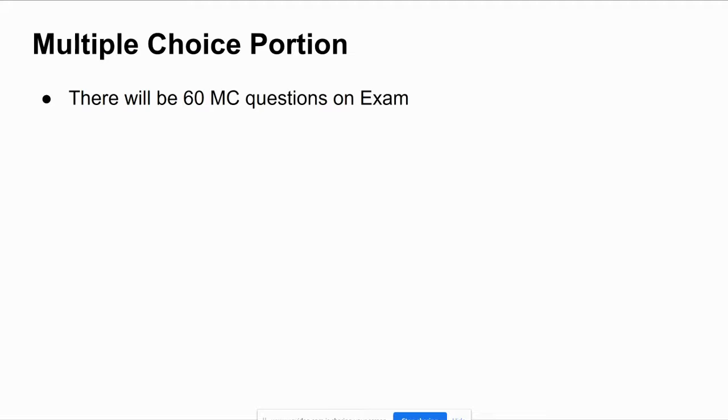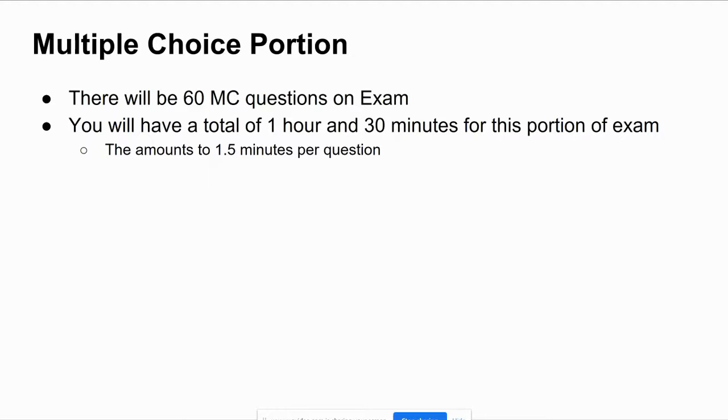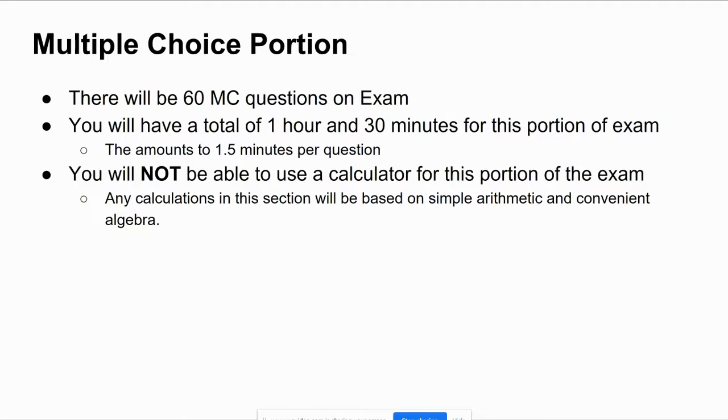Let's talk about the multiple choice portion of the exam. There's going to be 60 multiple choice questions. You're going to have a total of 1 hour and 30 minutes for this part of the exam. And what that does is it equates to about a minute and a half per question. Now, make a note, you're not going to be able to use a calculator for this portion of the exam.